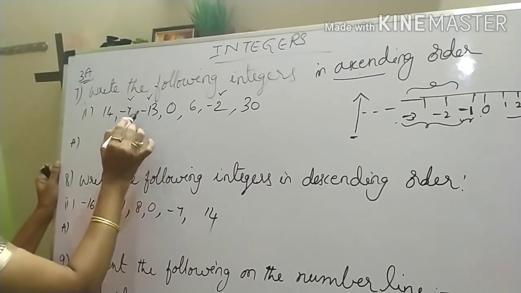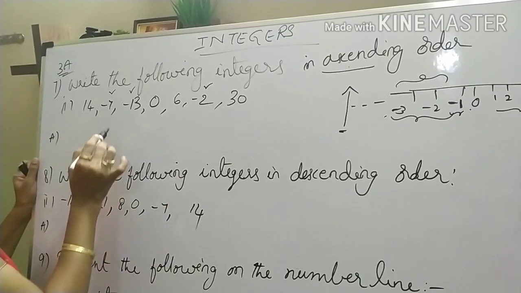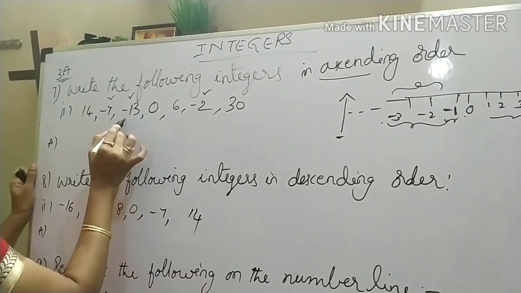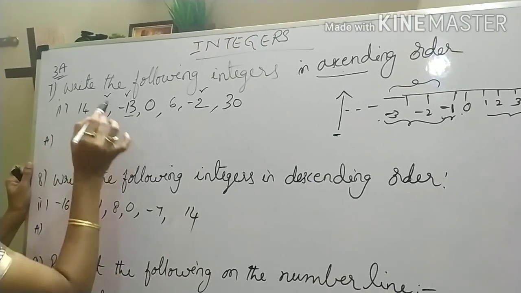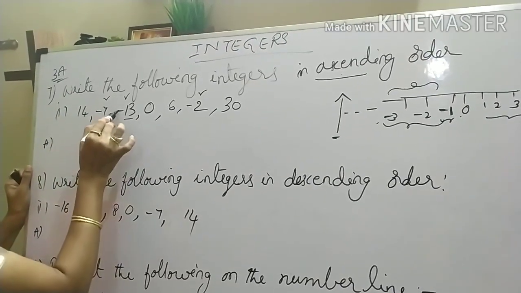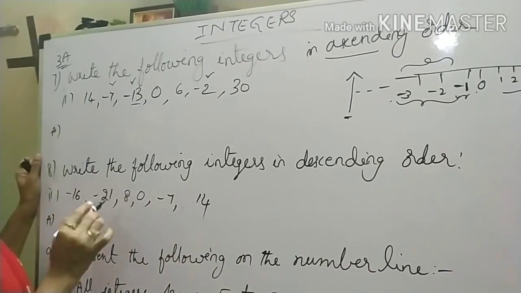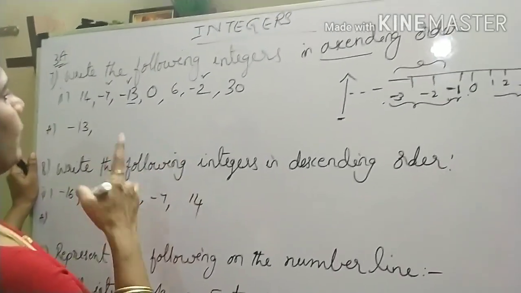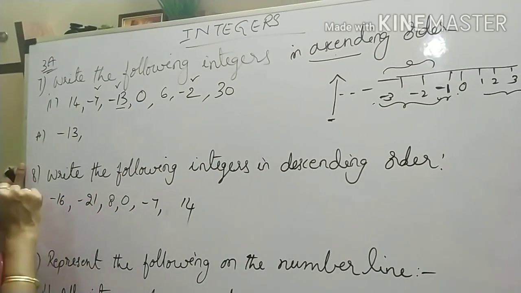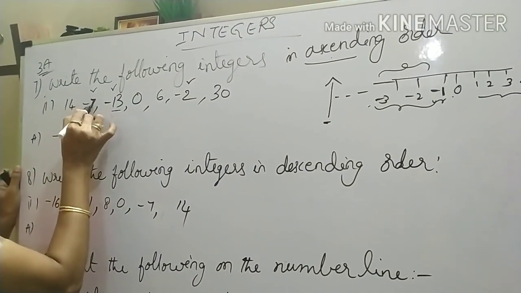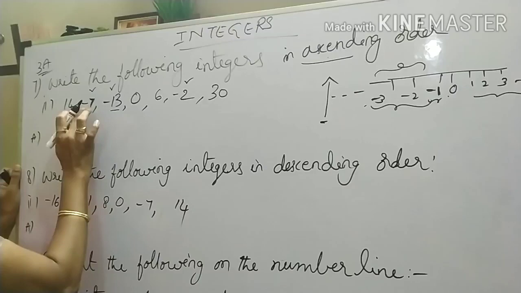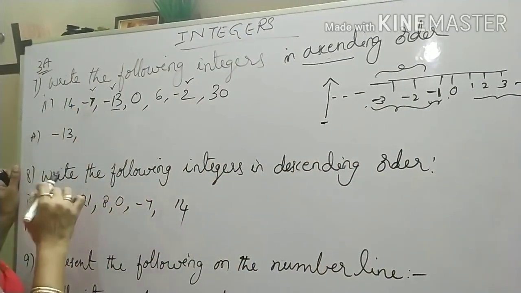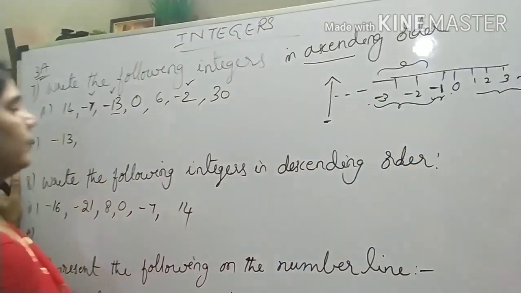Now see this one. In these negative numbers also, the bigger number with the negative sign is your smaller one. What is the bigger number here? 13, with the negative sign. Bigger number with the negative sign, that is your smaller number. So first write down that one. Next, the next bigger number with the negative sign is smaller than the earlier numbers.